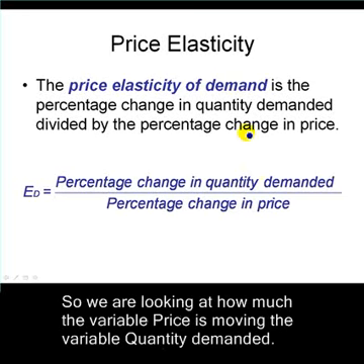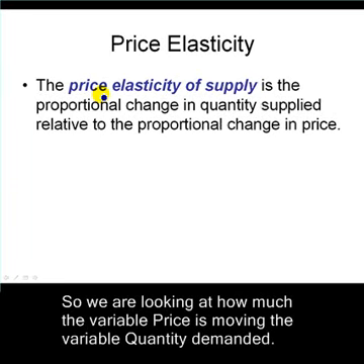So what we are looking at is how much change in price, this variable price, is moving the other variable, quantity demanded. So here, it's basically percentage change in quantity demanded divided by the percentage change in price.